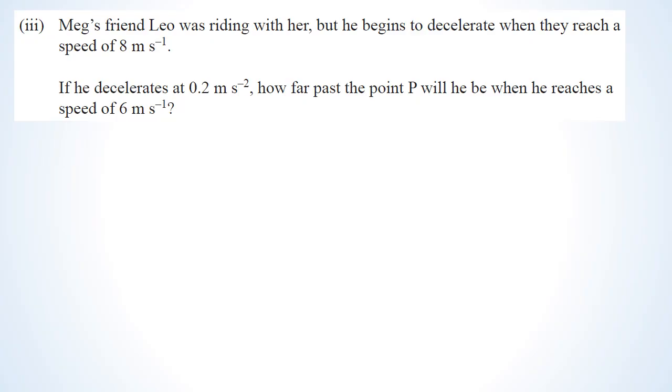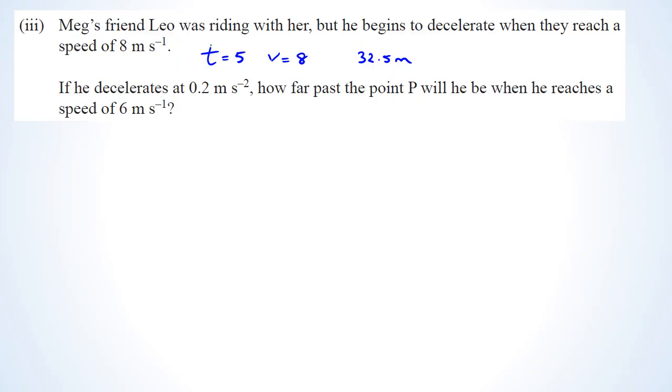Okay, so what we do know is Meg's friend Leo was riding with her, but he begins to decelerate when they reach a speed of 8. All right, so they both are riding with her. And from the previous question, we knew that when t was equal to 5, they reached 8 meters per second. When t was equal to 5, their velocity was 8. So they've already traveled the first 5 seconds, and they also traveled 32.5 meters in that first 5 seconds. So that's all the things that you need to know.